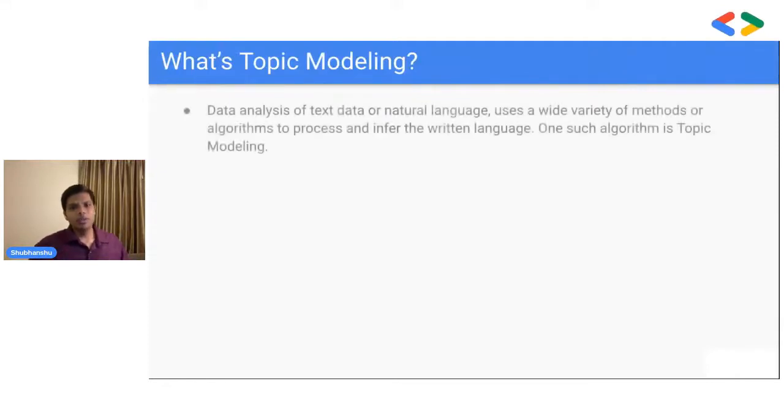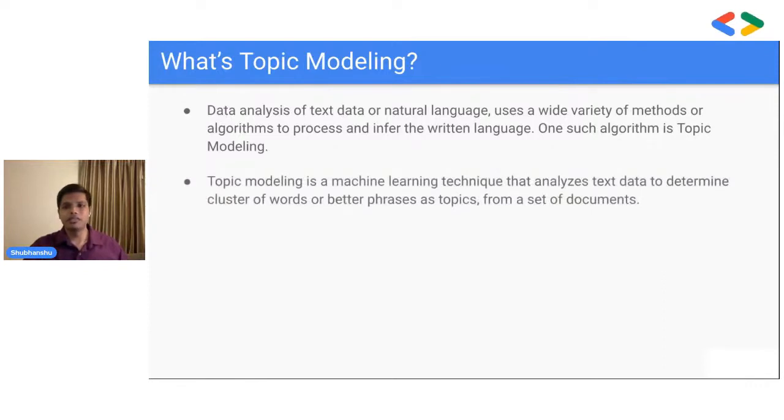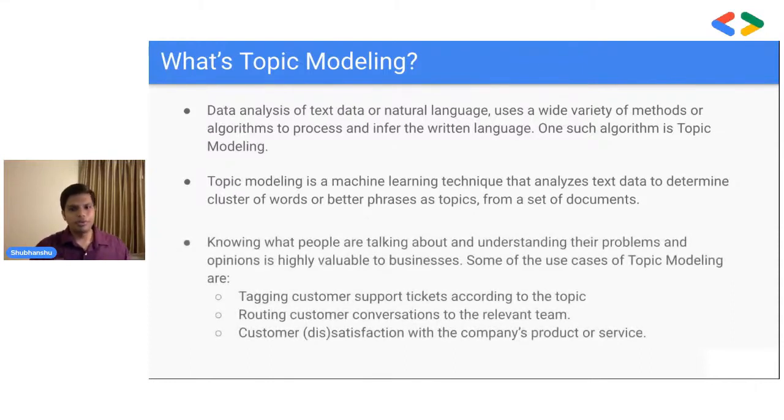Topic modeling is one technique in the field of text mining. As the name suggests, it's a process to automatically identify topics present in a text object and to derive hidden patterns exhibited by a text corpus, thus assisting in better decision making. I'm sure many of you would be aware of the relevance of topic modeling, but some of the use cases are like tagging customer support tickets according to the topic, routing specific customer complaints to the relevant teams, and so much more. We'll also talk about one particular use case in the subsequent slides as well.